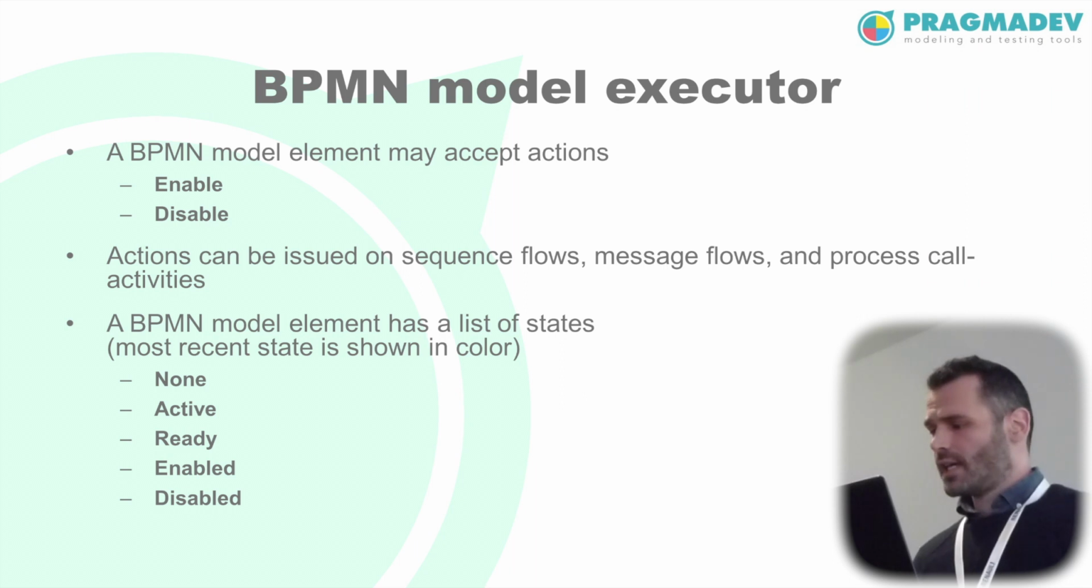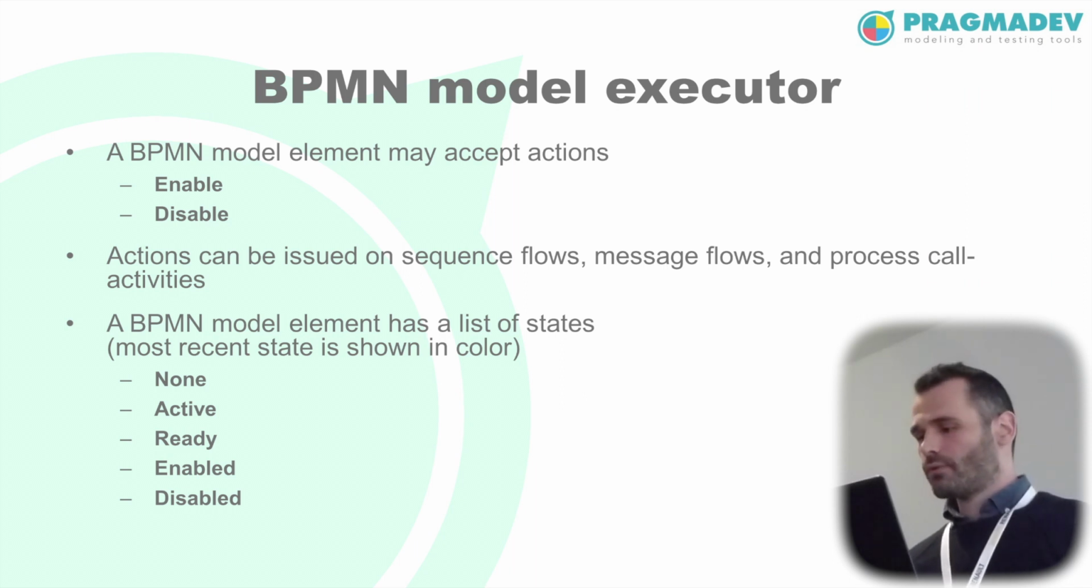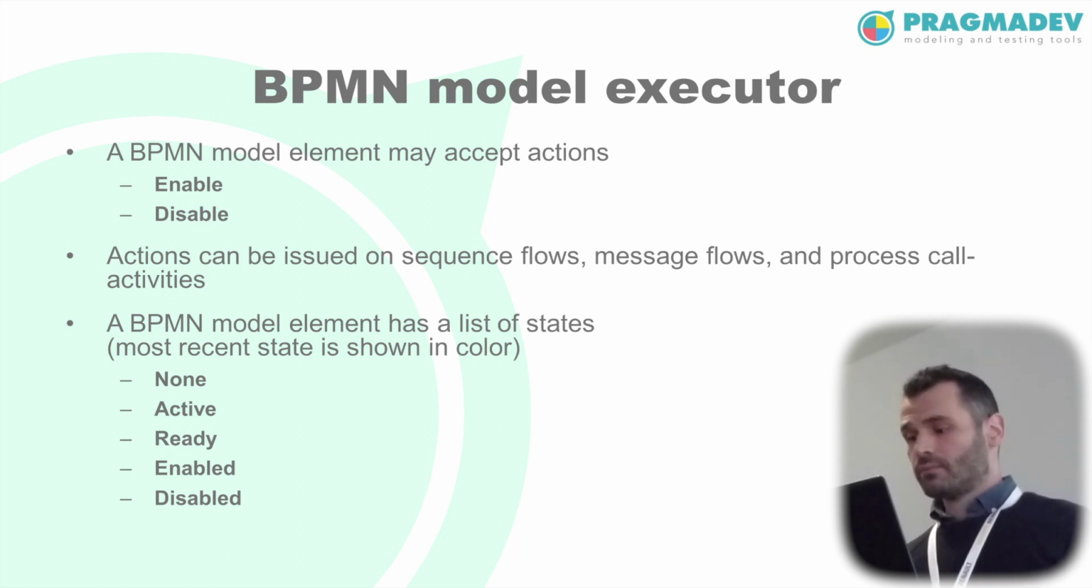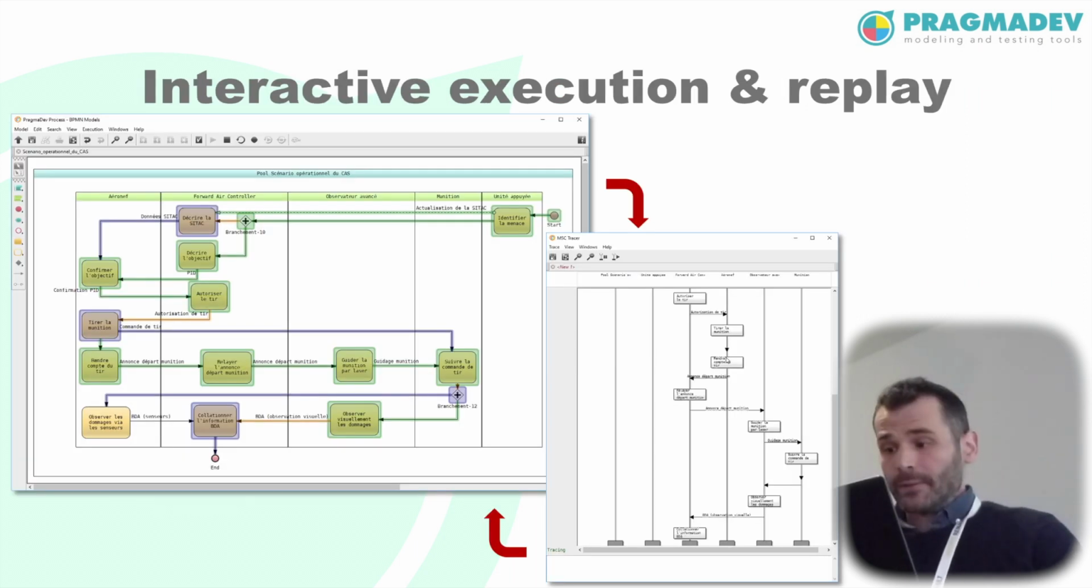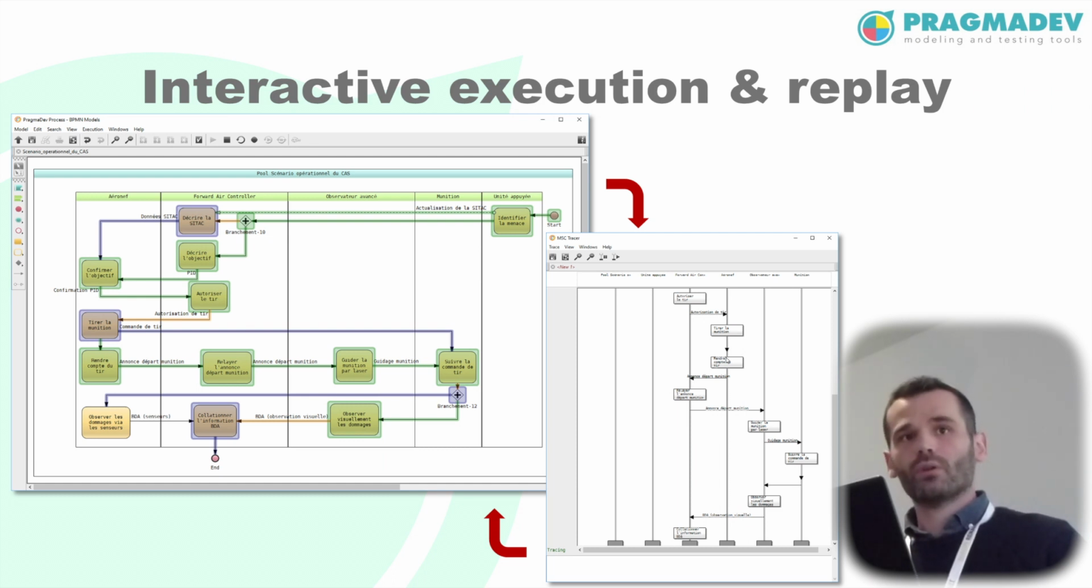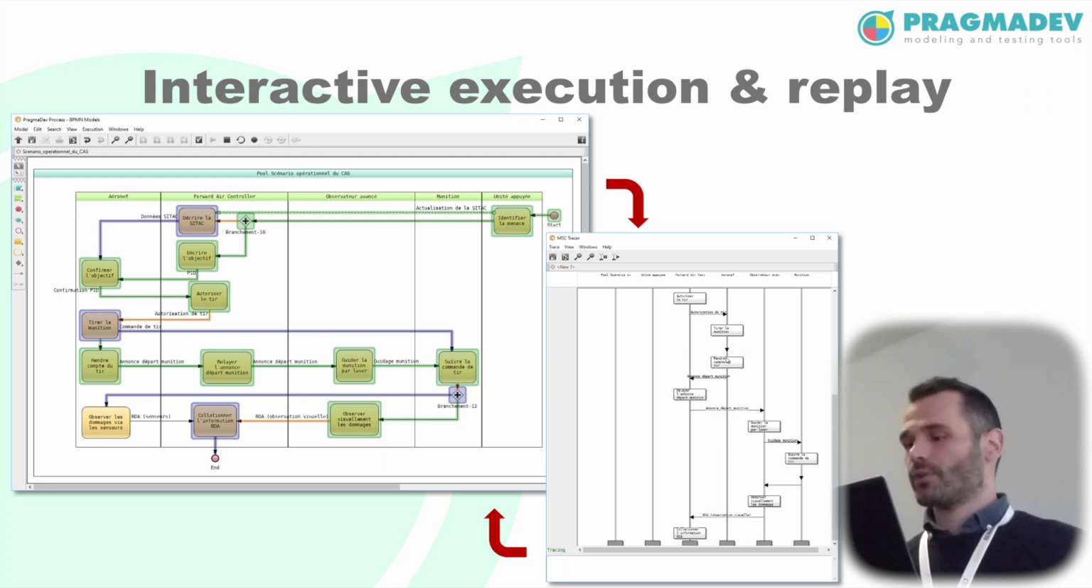The current execution state of a BPMN model is composed of the execution states of all elements in the model. The possible execution states are none, active, ready, enabled, and disabled. During execution, the most recent state in the list of states of every element is displayed in color. So let me show you a little bit how it looks. At every step of execution, the user interacts with the model by enabling or disabling active sequence flows, message flows, or process call activities. User actions will update the execution state of the model and make it advance a step further.